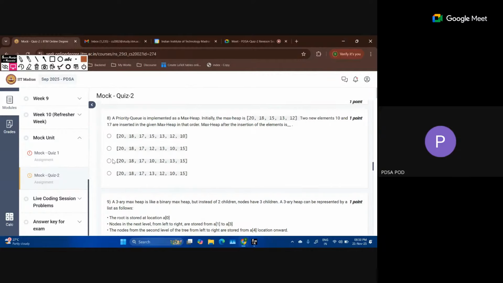Okay, so do you want me to draw the graph for this? We can actually draw the graph for this. This is 20, there is 18, 15, 13 and 12. This is the max-heap initially, right? So now, where will 10 be inserted? Where will 10 be inserted? 15. Left of 13.